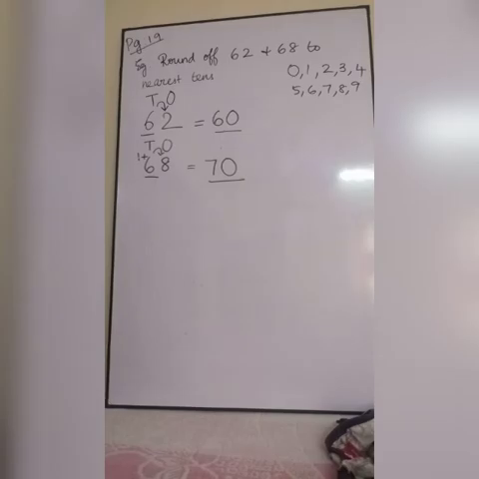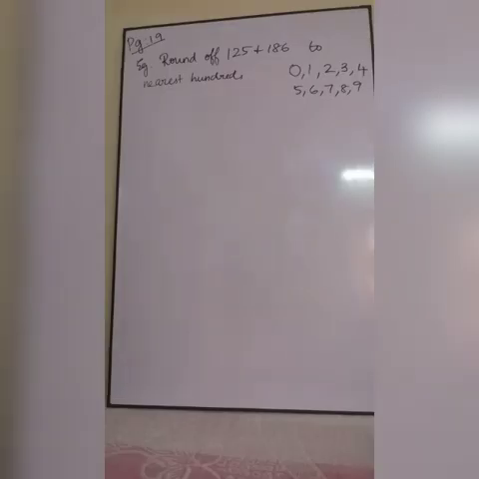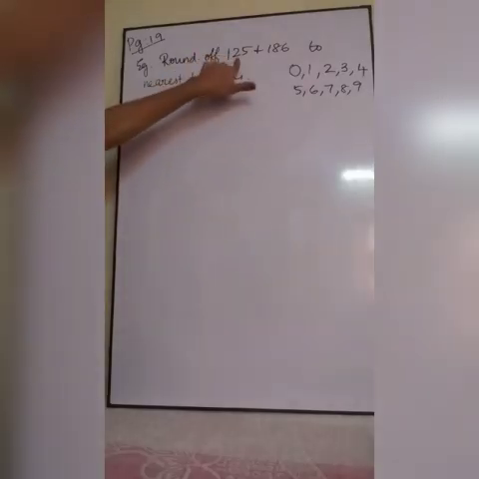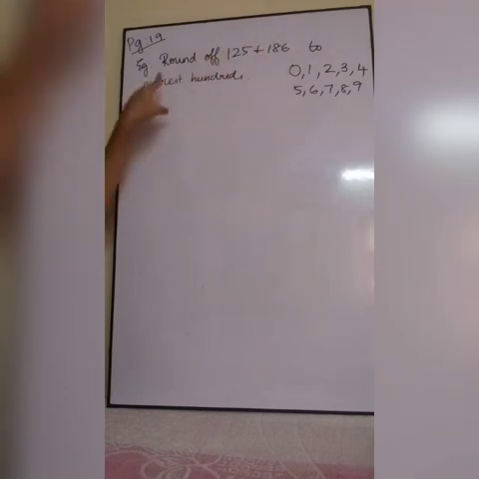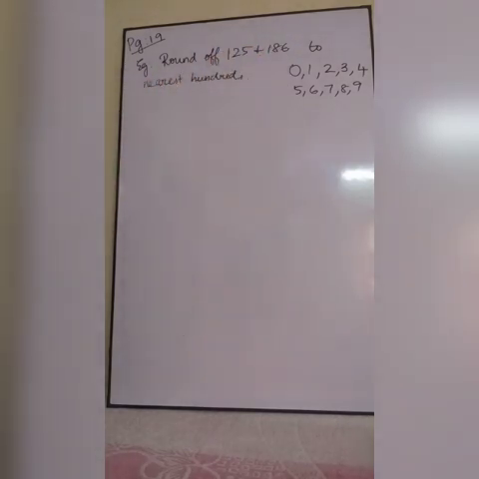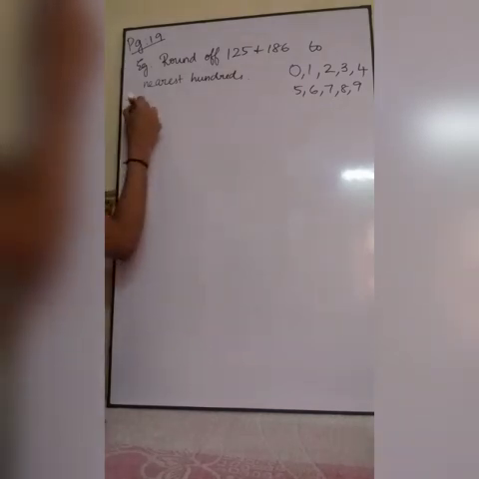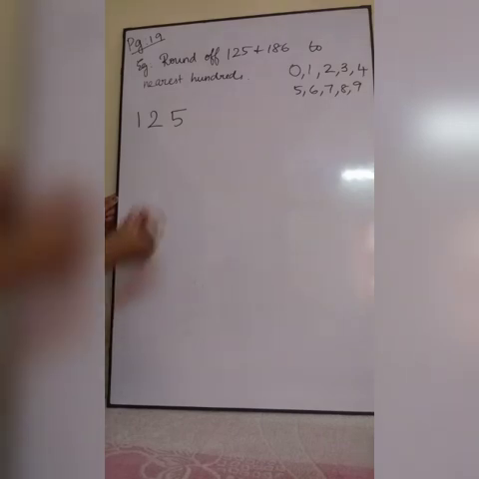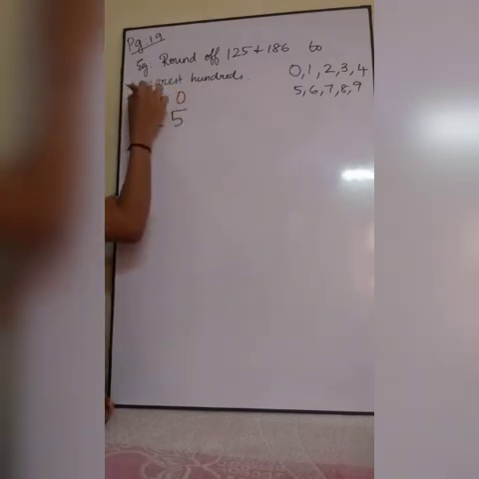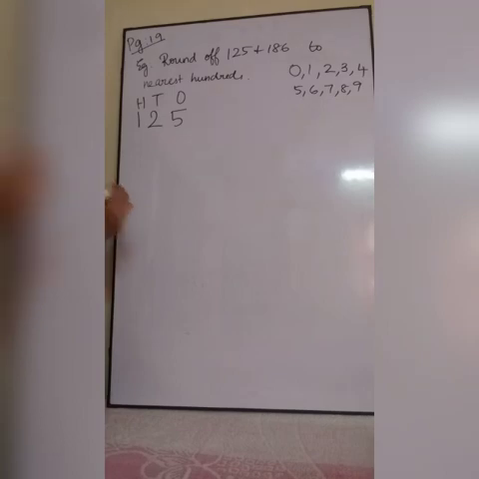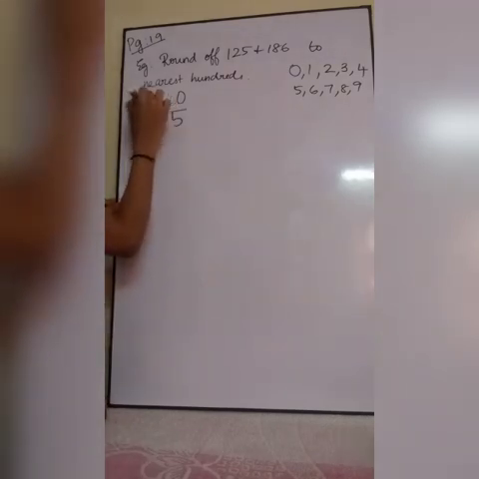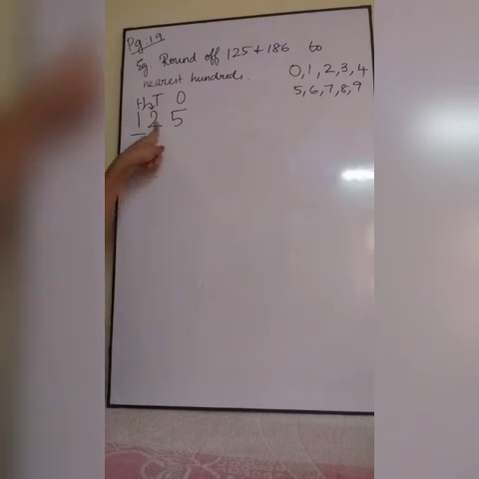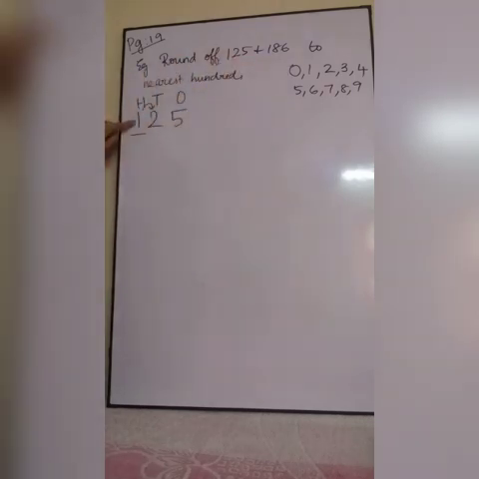Understood, children? Next example given below is round off 125 and 186 to nearest hundreds. Now what we have to round off to hundreds. So what is my first question? 125. So what should you do? You should write the place values. Ones, tens, hundreds. So which is my hundreds place? This one. So which should you see? Tens place. What is the tens place value? 2.